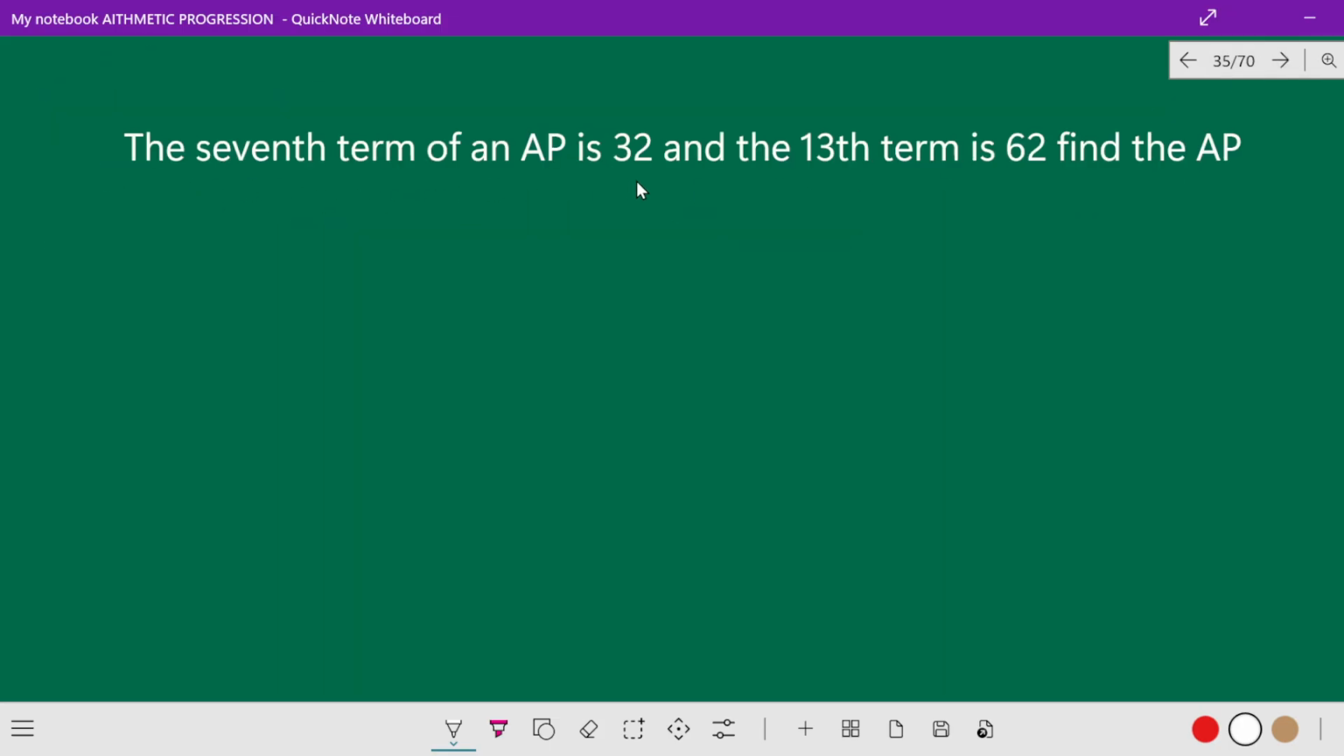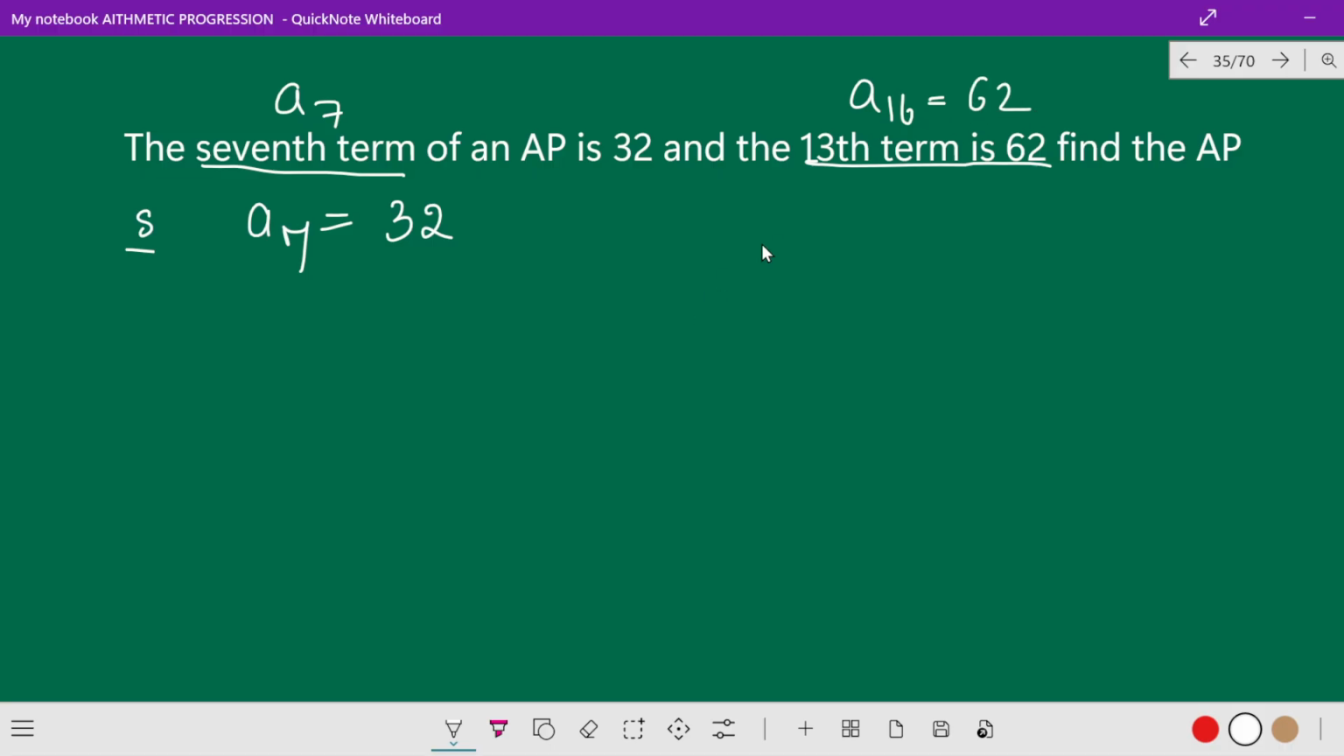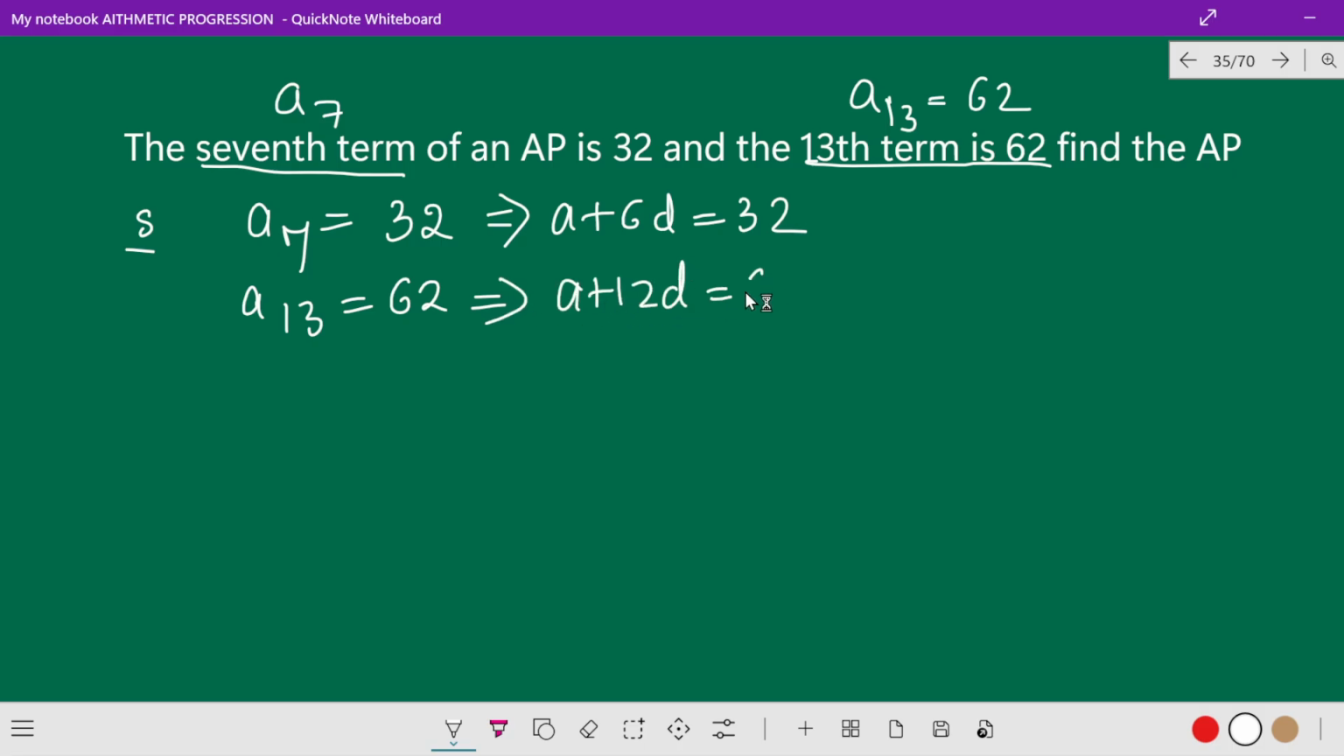Next, the seventh term of an AP is 32 and the 13th term is 62. Find the AP. The seventh term means a7 is equal to 32, and the 13th term is 62, means a13 is 62. First we will get an equation from this. For a7 is 32, we get a plus 6d is equal to 32. For a13, we get 62, so this becomes a plus 12d is equal to 62.